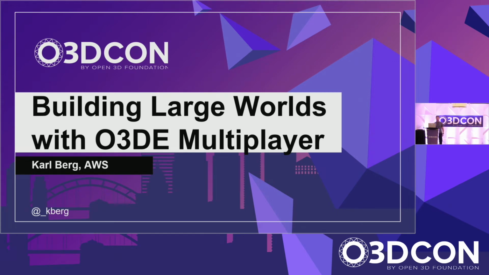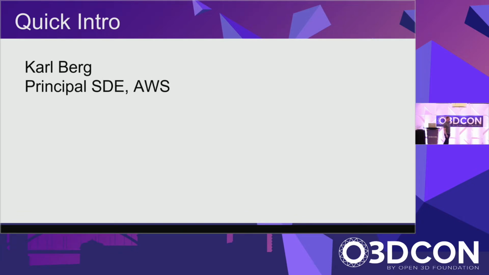So I'm Carl Berg. I'm a principal engineer with Amazon Web Services. Within Amazon, I'm part of the Game Engine and Developer Services team. How you pronounce that as an acronym, we're still trying to figure that one out. It's kind of awkward, so we'll get there.